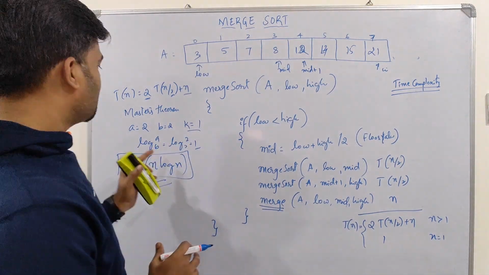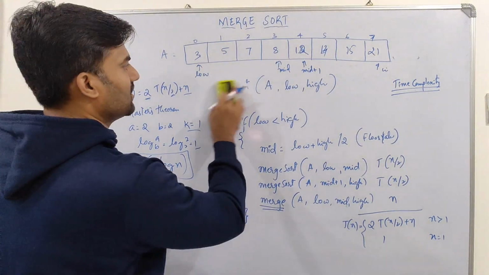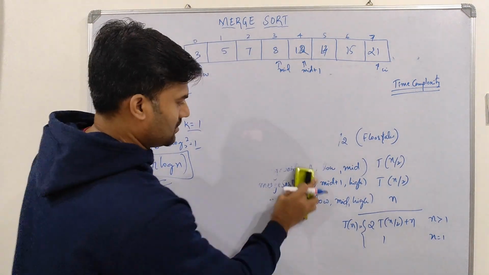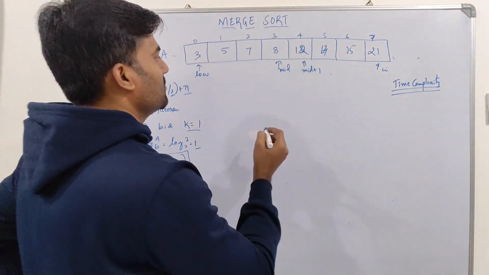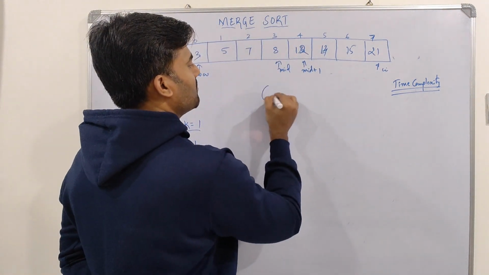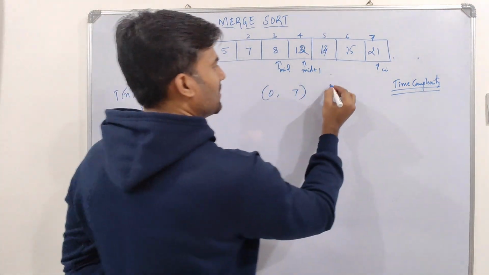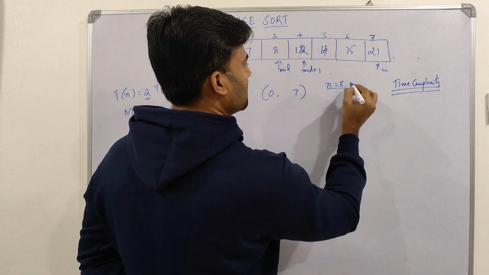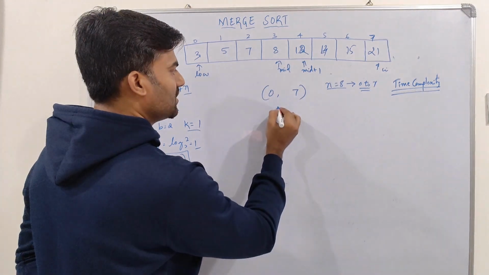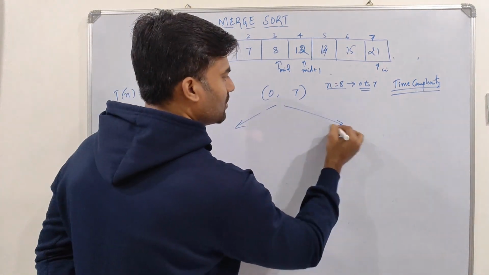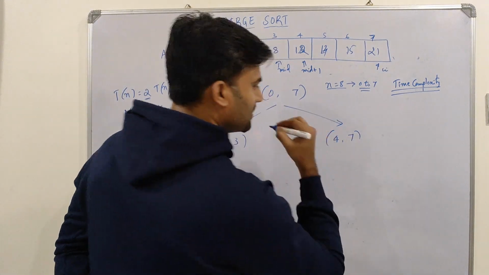So let us also try to understand this in a different way. For that I will remove this code. Initially what we did, we passed 0 to 7. So my n value is 8. So I will iterate from 0 to 7, n minus 1. Next we divided this into 2 equal halves, 0 to 3 and 4 to 7.